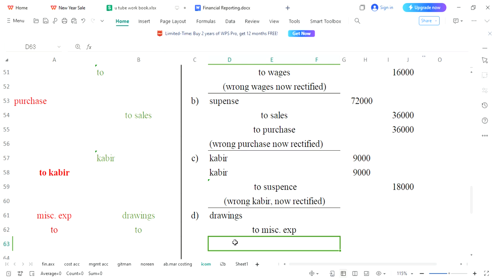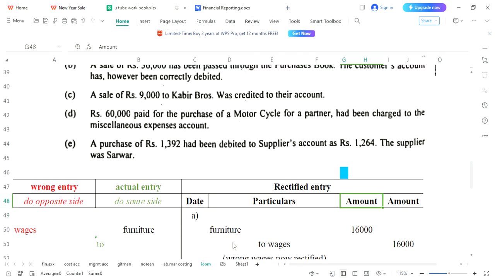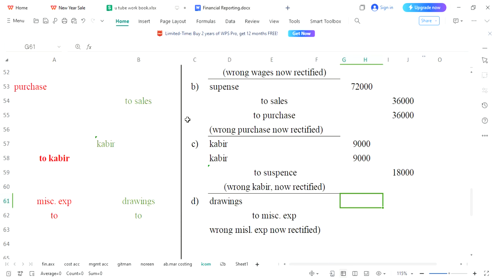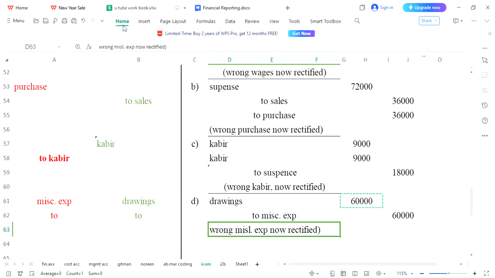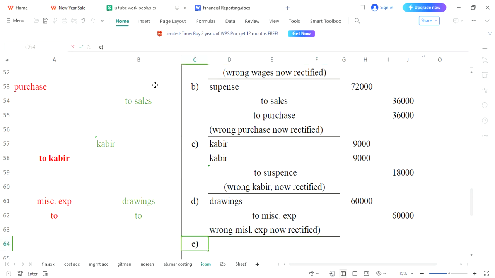What was the mistake? Wrong miscellaneous expenses. Now rectified. Narration is completed. Let's see how much amount was of drawings. That was 60,000. So put 60,000 on debit side and the same amount we will write on credit side. A bottom line is needed to be put after narration. D entry is completed. Now we will see our E entry.